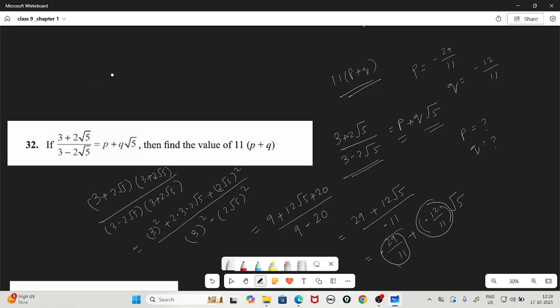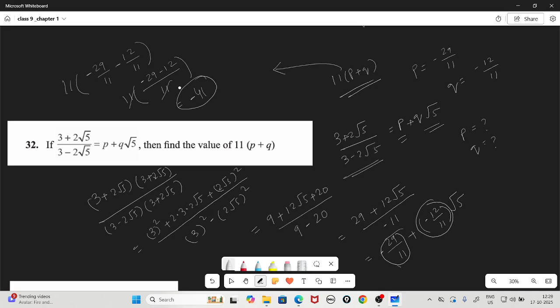Now just plug in the values into this equation. So what we get? 11 into minus 29 by 11, which is p, plus q. Q is minus 12 upon 11. Okay, now we'll do the operation in the bracket. So 11 is the LCM. So it is minus 29 plus minus 12. 11 cancels out. Minus 29 minus 12 is minus 41, which is your answer.